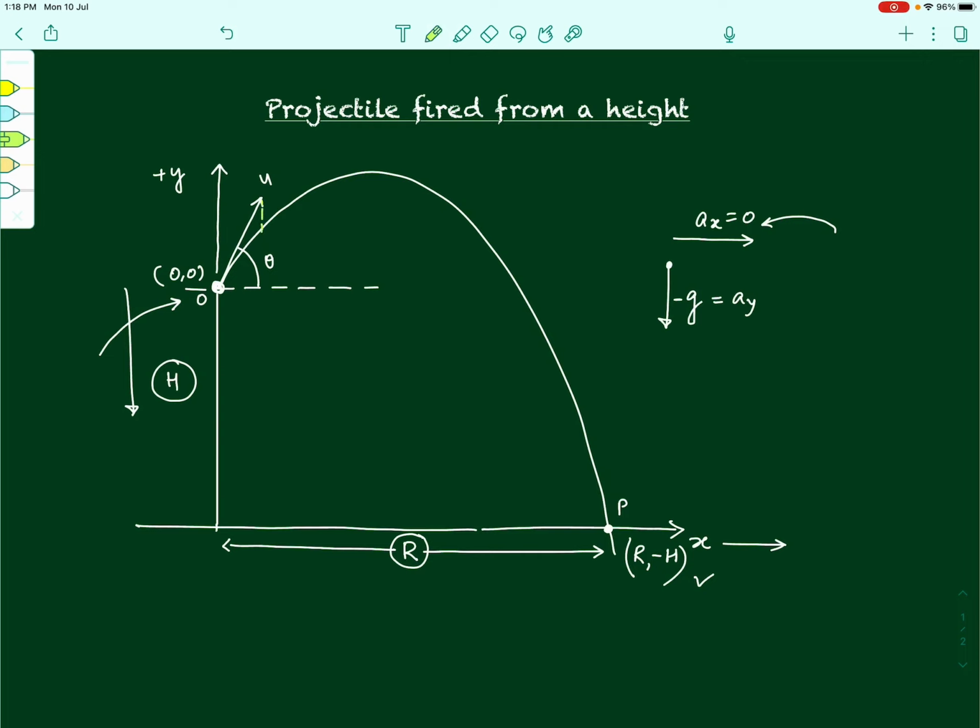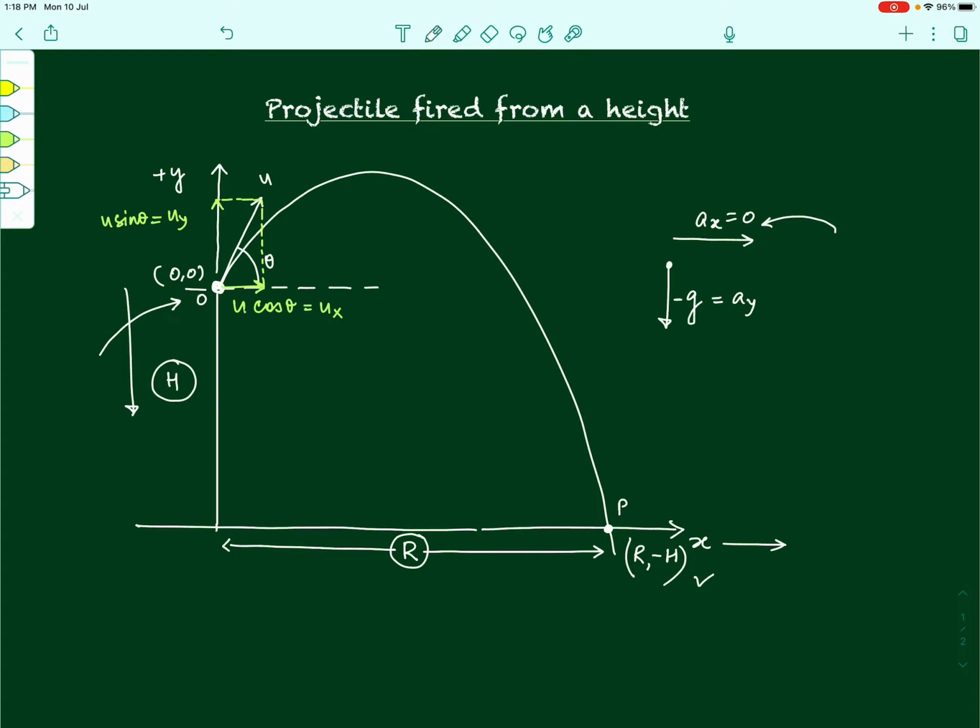And what is the initial velocity along the x-axis? If we look at the figure here, dropping a perpendicular, this length will come out to be nothing but u cos theta, the usual x-directional initial velocity, u cos theta, right? Whereas the initial vertical velocity u_y will be u sin theta, right? So u_x, the initial horizontal velocity, is not going to change as the projectile proceeds and reaches the point P.